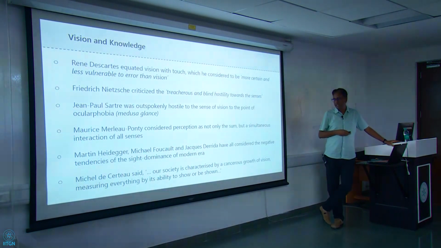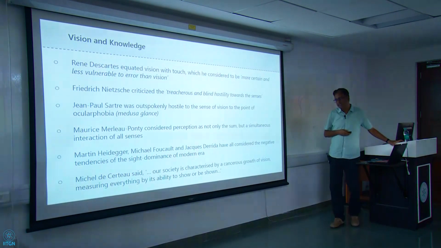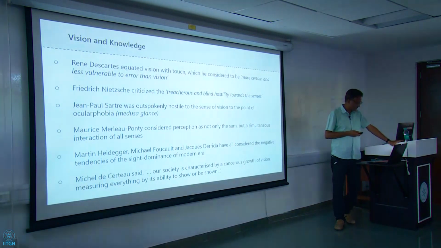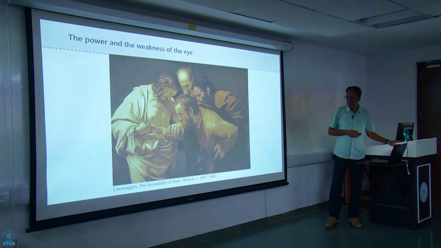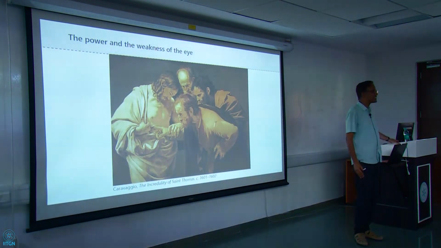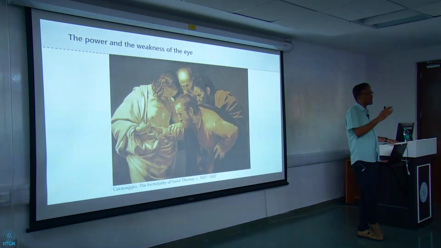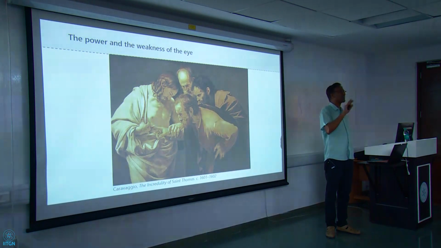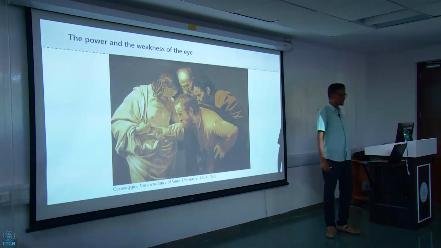Heidegger, Foucault, Derrida have all considered the negative tendencies of sight dominance in the modern era. Michel de Certeau said, our society is characterized by the cancerous growth of vision, measuring everything by its ability to show or to be shown. So this painting by Caravaggio, I thought, captures the doubt that Thomas had, because he just couldn't believe that Jesus came back alive, and the only way he could confirm it was to touch his wound. Touch is what confirmed it. Vision he didn't rely on.